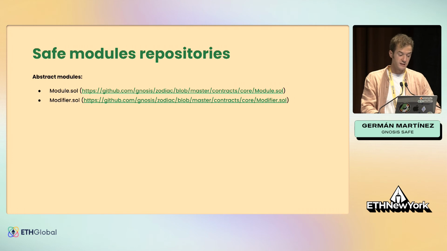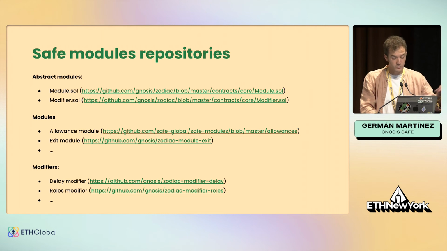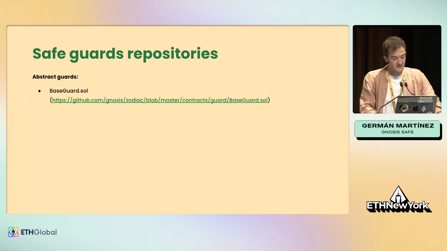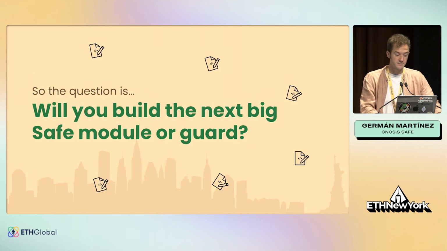So we have the modules that indicate what are the functions that are required to implement if you build a module. And here we have some examples of modules and modifiers. Sorry, I'm running out of time. Same for the guards. We have a base guard and also an example of a guard that debugs a transaction, checking the data before and after the transaction is executed.